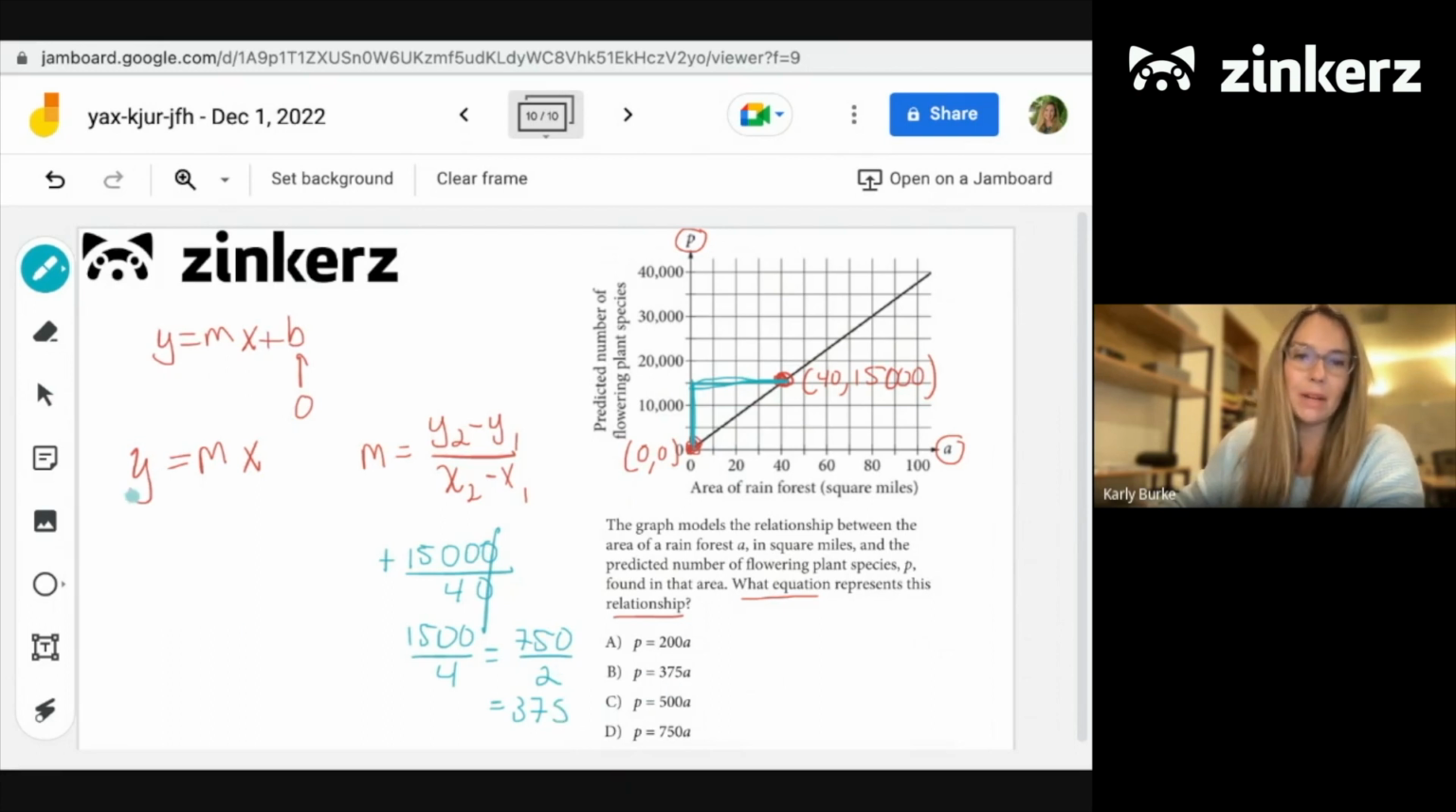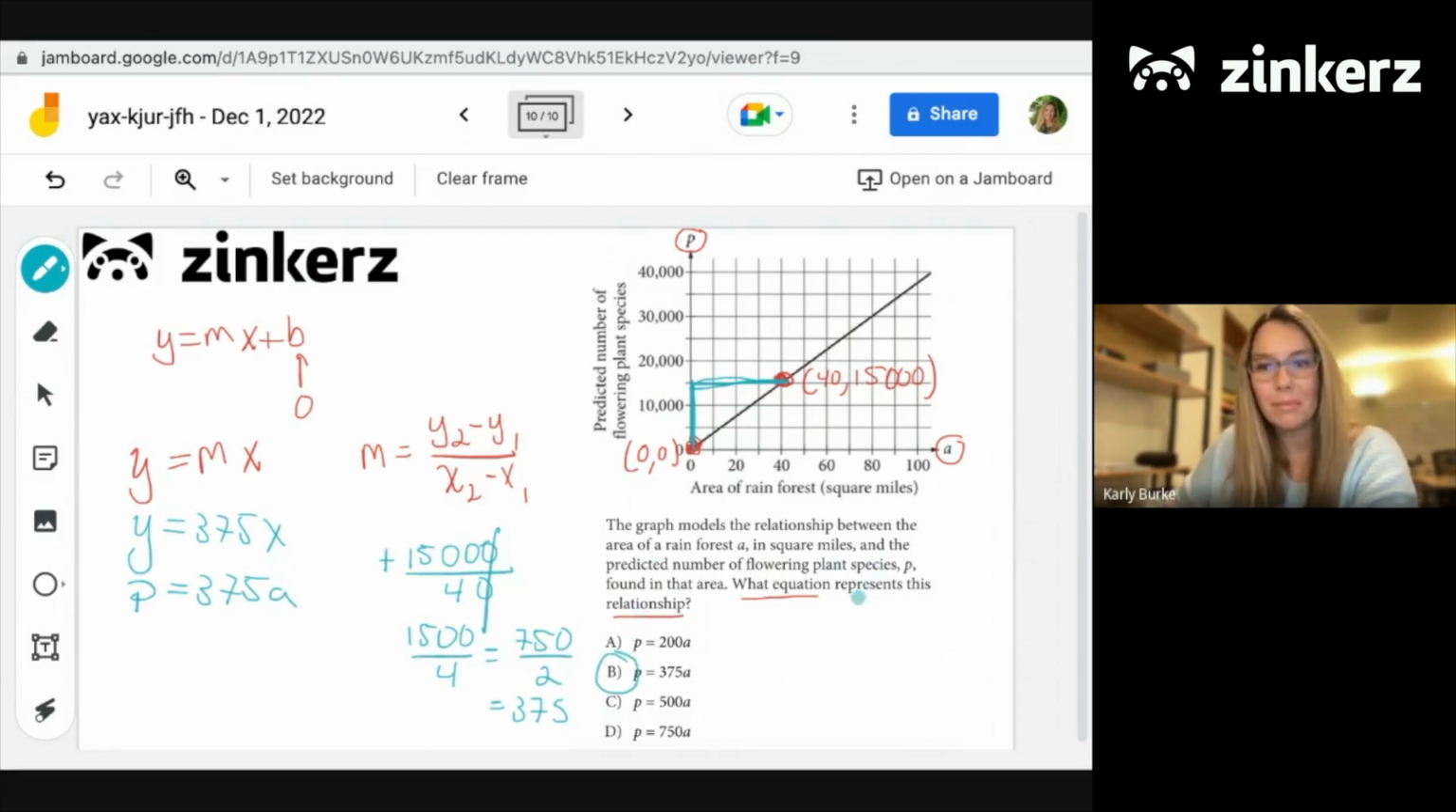So going back to my equation here, y is equal to 375x. But remember, my x and my y's are actually a and p. So I have p is equal to 375a.